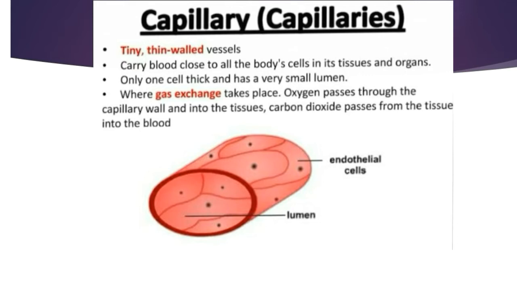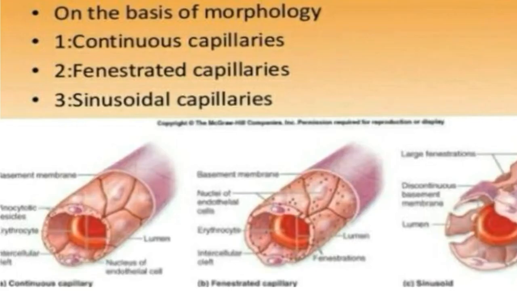Capillaries are tiny, thin vessels that carry blood close to all body cells, tissues and organs. They are only one cell thick and have a very small lumen where gas exchange takes place. Oxygen passes through the capillary wall and into the tissue, and carbon dioxide passes from the tissue into the blood.